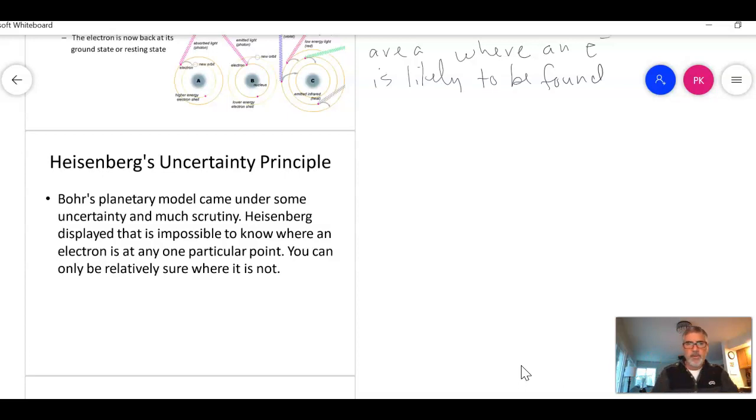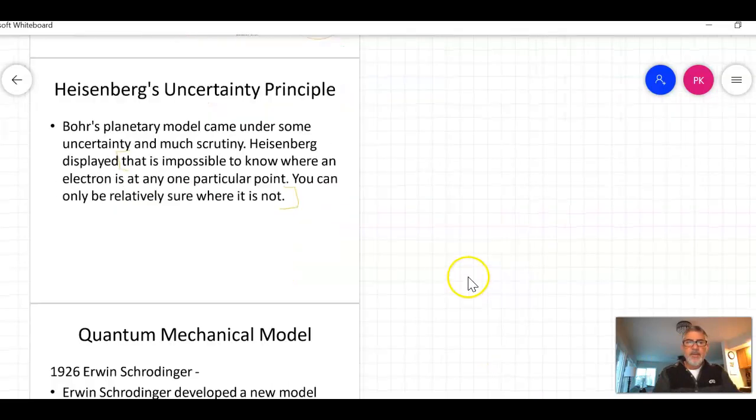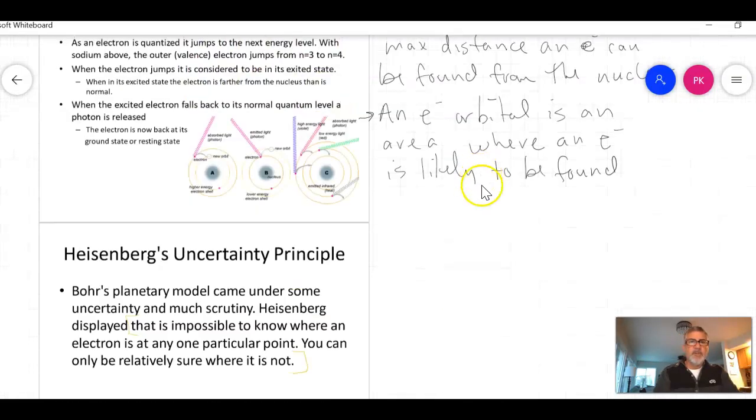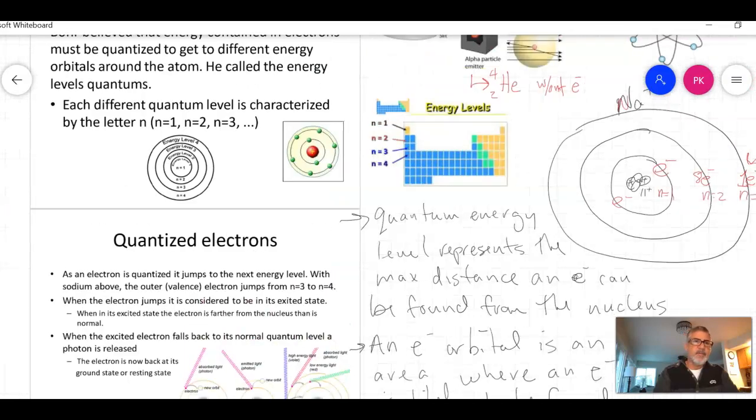that they weren't. Heisenberg's uncertainty principle says that it's impossible to know where an electron is at one particular point. You can only be sure where it's not, so where it wasn't was on orbitals. So that led the way for 1926. Remember, Bohr was 1913, I believe.